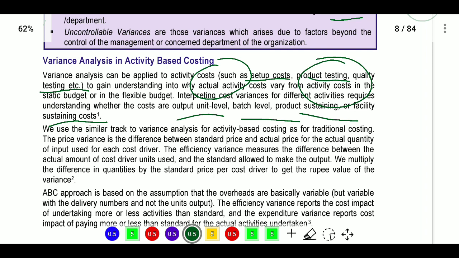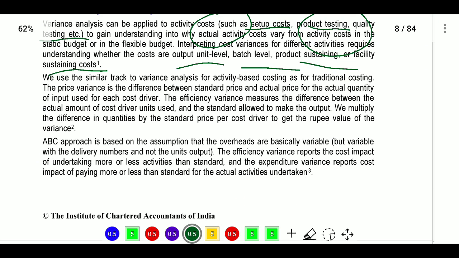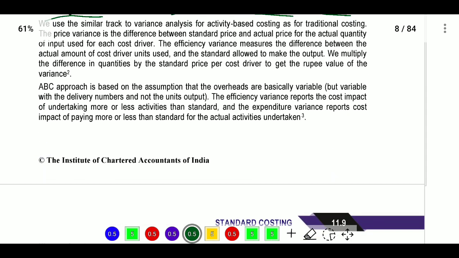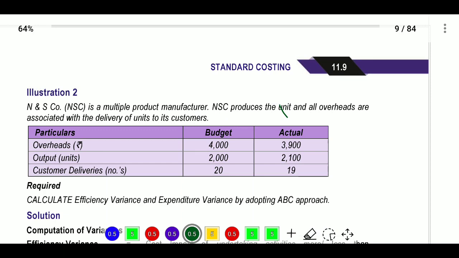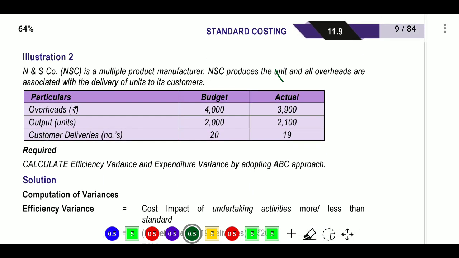Why actual activity cost is different from activity cost, we will see that. Further, the ABC approach is based on the assumption that overheads are variables, varying with the number of deliveries and not with the units of output. Next, we will see illustration number 2.